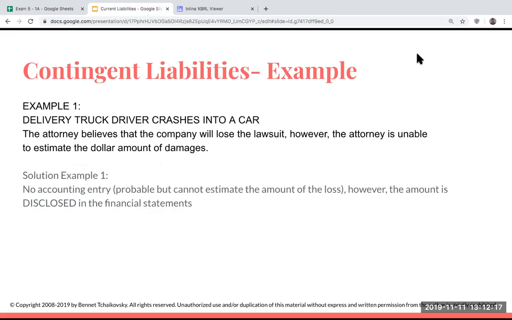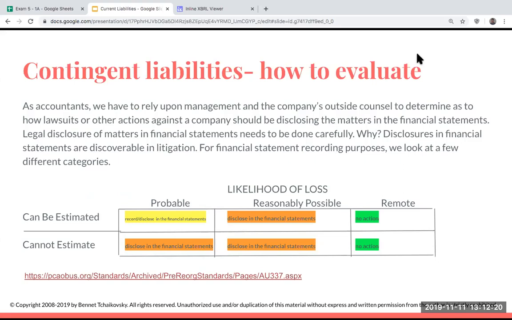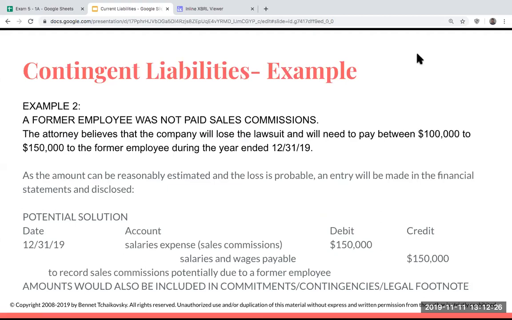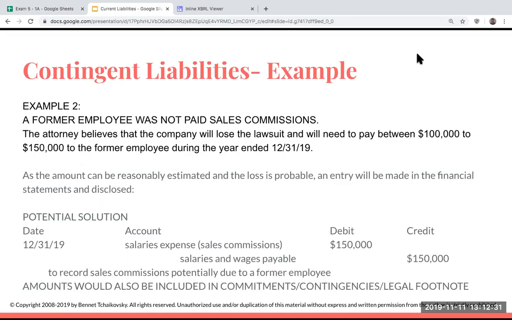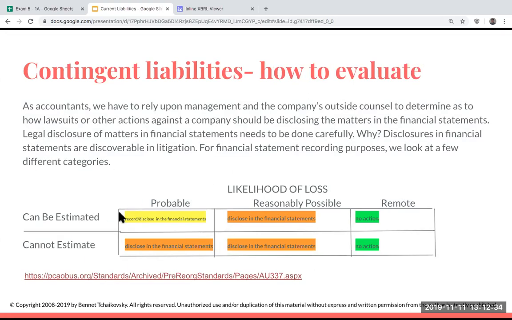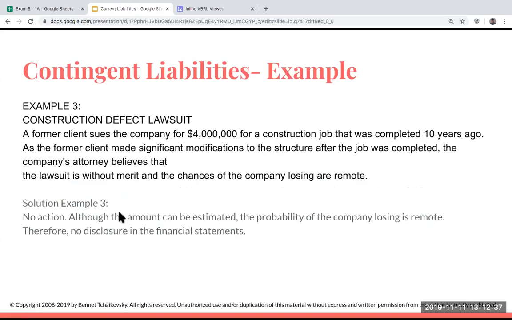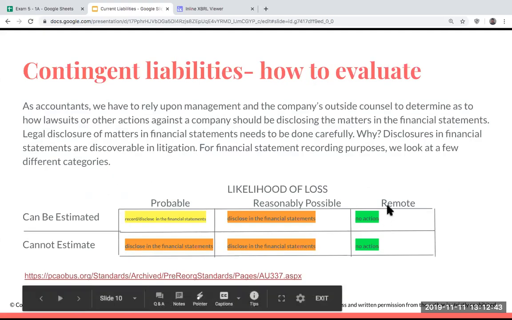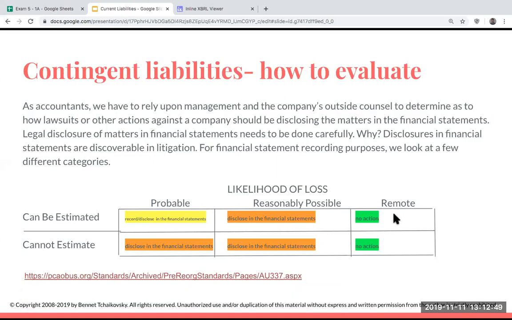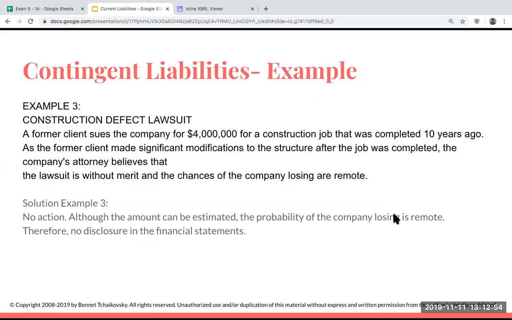So over here, and this just has to remind you of something: when there is a lawsuit, the attorneys sue everybody. So over here, when I'm looking at example 3, although the amount can be estimated, that's where we are right over here, the probability of the company losing is remote. So my likelihood of loss is remote. Therefore, I'm going to take no action. Would I even disclose it in the financial statements? Probably not. I would probably just say no action.